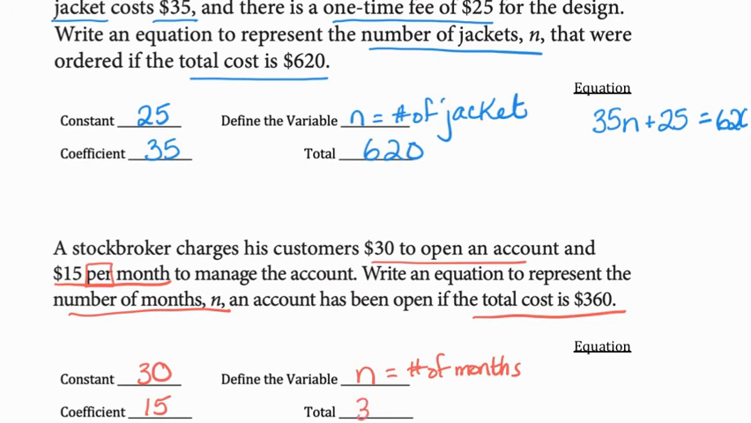And our total, $360. So when we write our equation, remember we need our coefficient and our variable. So our coefficient of 15 times our variable n, so $15 times every month, plus the $30 constant, or the $30 to open the account, we need it to equal $360.